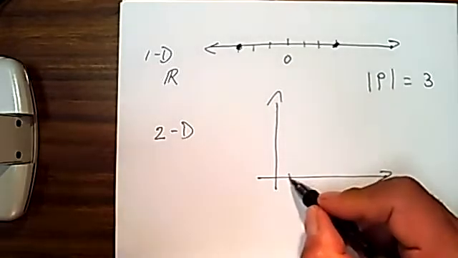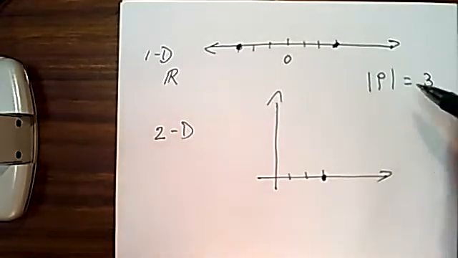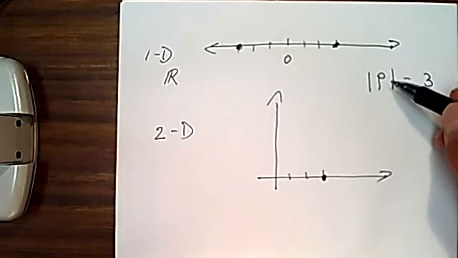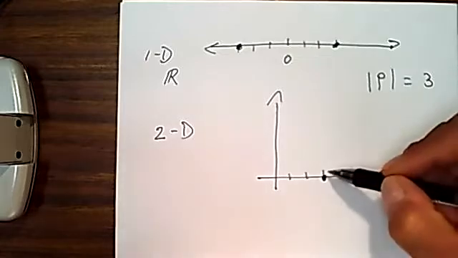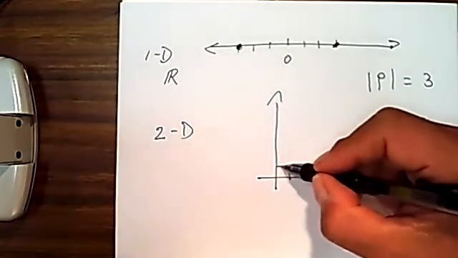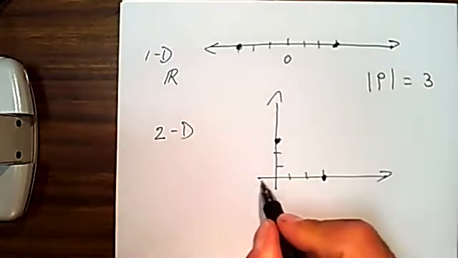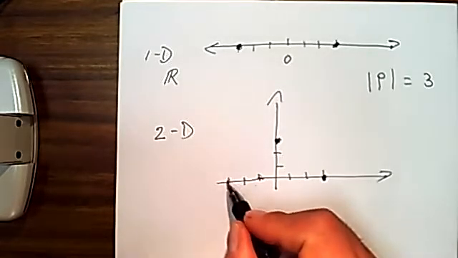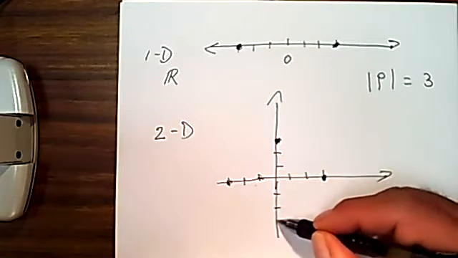So we have 1, 2, 3, there is one solution. Again, this equation states the distance of a point P to the origin should be equal to 3, and there is one. And then there is another one up here. But wait a minute, there is one on the left, 1, 2, 3. And then there is another one down, 1, 2, 3.